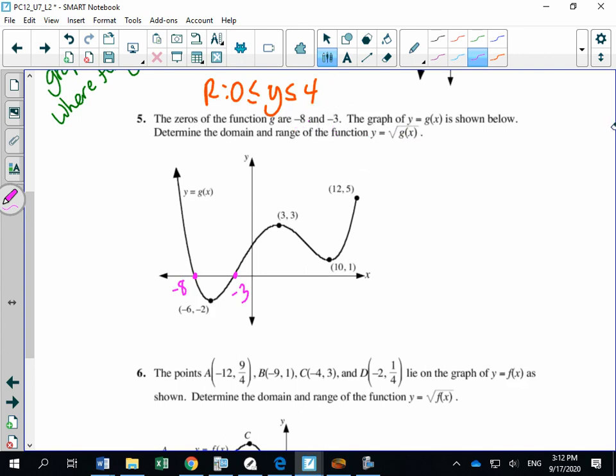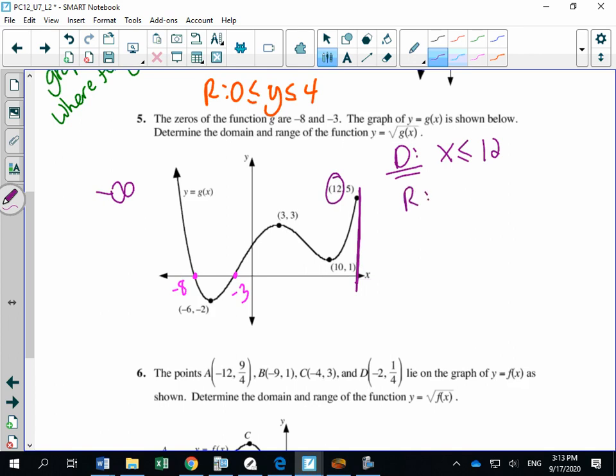So let's first do the domain and range of the original, just to get practice. So of the original graph, the domain, the biggest x value, is right here, and it's at 12. And then this is going to go to -infinity. So how you would say the domain is x is less than or equal to 12. That's the domain of the original graph.